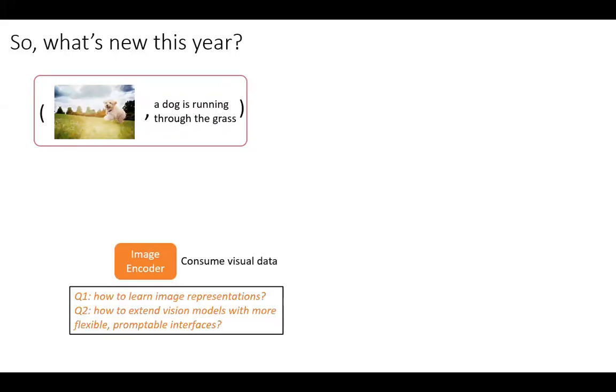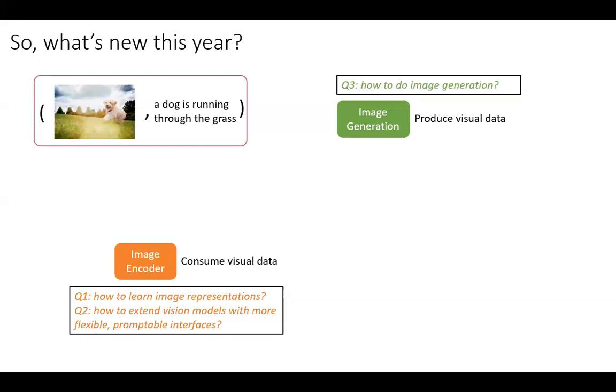In terms of this, we are going to answer two questions. For one, how we can learn better image representation, possibly from the image signal only or from the image-text signal. For question two, how we can extend the current vision model with a more flexible and promptable interface. Not only are we interested in consuming visual data, we are also very interested in producing visual data. This comes to the image generation part. The question is how we can do image generation, and we will also cover this.